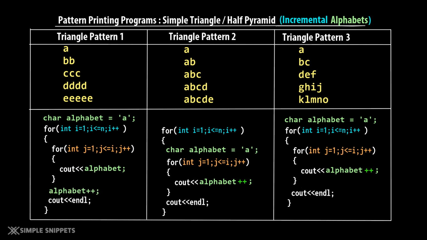Welcome back to another video tutorial on pattern printing programs. Let's continue with three different variations of the half pyramid, that is the simple triangle. If you've been watching this pattern printing playlist, we've already seen this pattern. But the variation here is, instead of the numbers and the alphabets that we were seeing previously, we're going to deal with incremental alphabets in these three patterns.